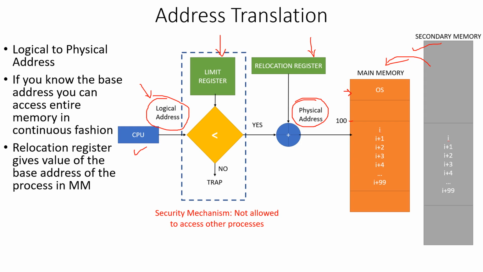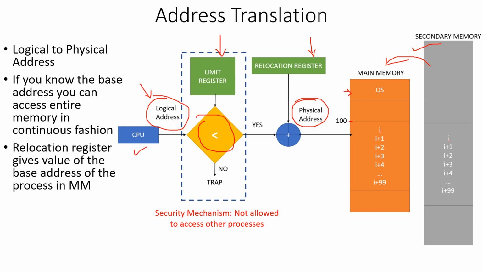There is one more register called the limit register. It contains the range of logical addresses. Each logical address must be less than the limit register. So here we are assuring this. What we are checking here is that the logical address must be less than the limit register. Whatever logical address is produced by the CPU, it should always be less than the limit register. So this is what we are going to verify here.